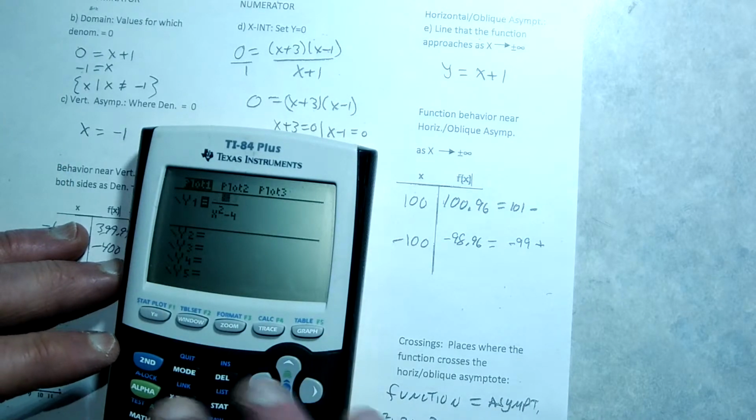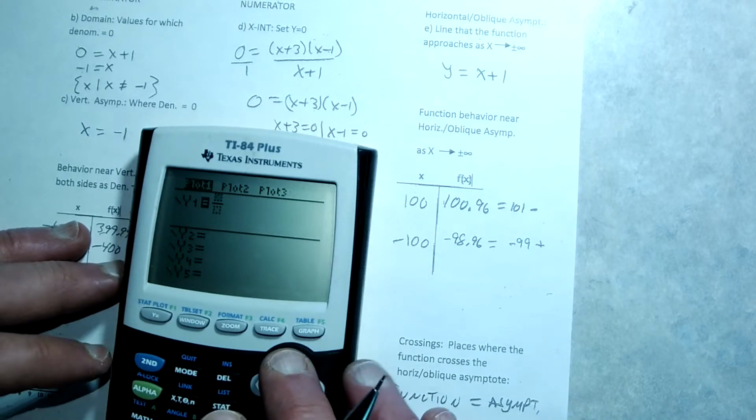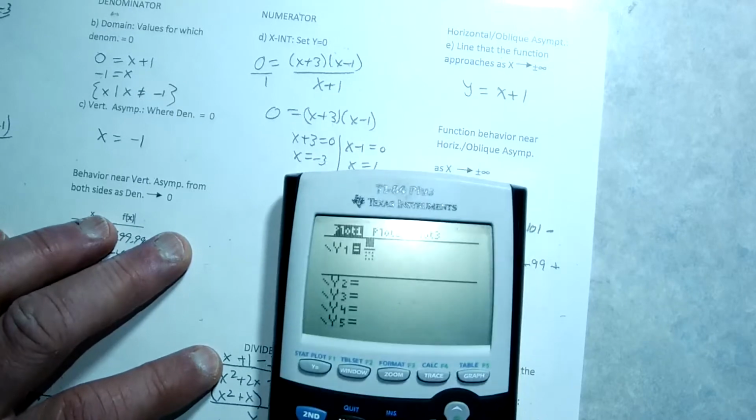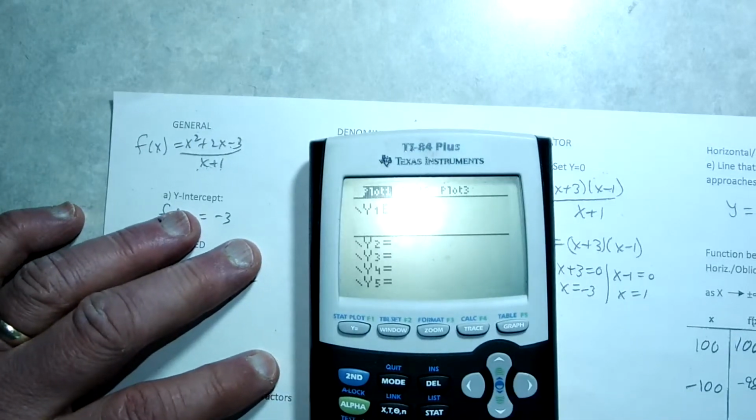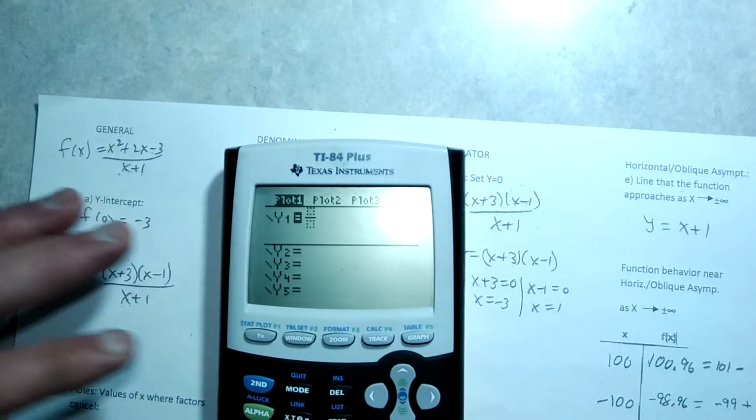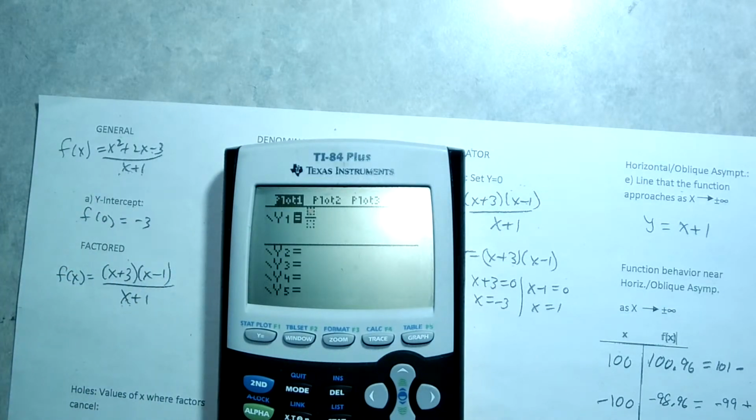And I'll just clear this, and I'm going to use the fraction feature. I already had a function in there that was a fraction. I'm just going to go ahead and change it to this function right here. And you don't have to have it in factored form in the calculator. The calculator will take care of everything that we need. And x squared plus 2x minus 3 over x plus 1.